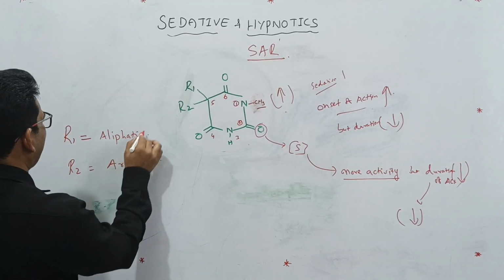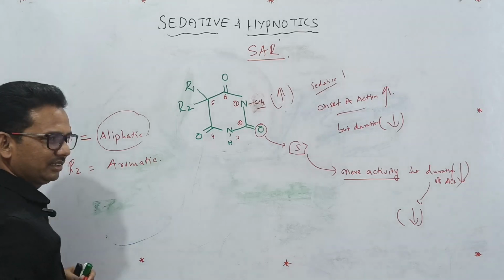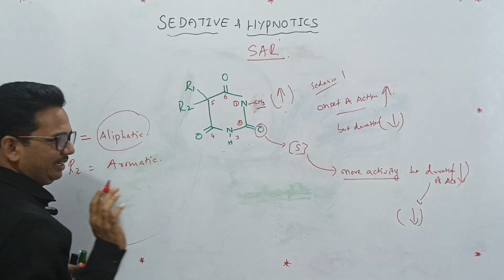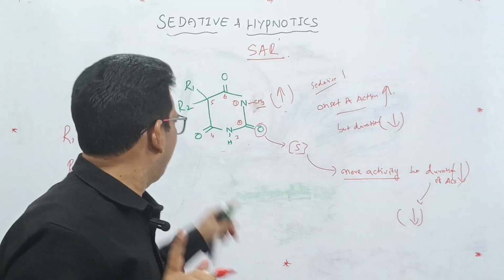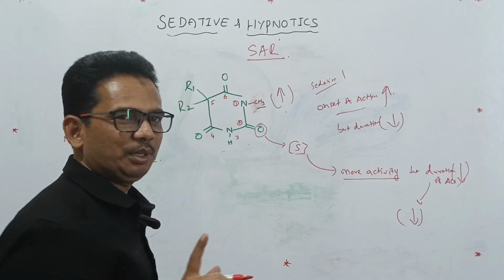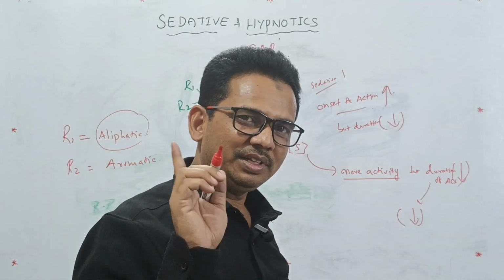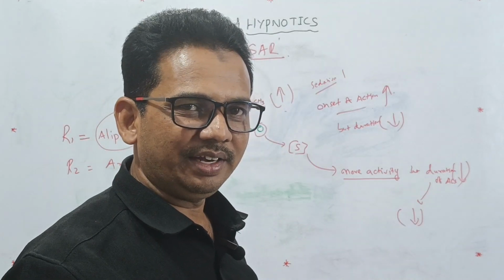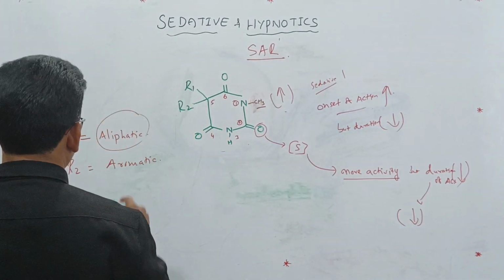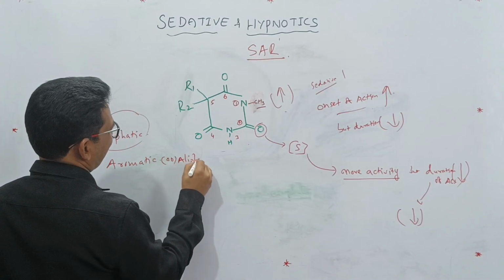One is aromatic means another one should be aliphatic. Both cannot be aromatic. Remember, both R1 and R2 at the 5th position cannot be aromatic. One is aromatic means another one aliphatic. But both they can be aliphatic.